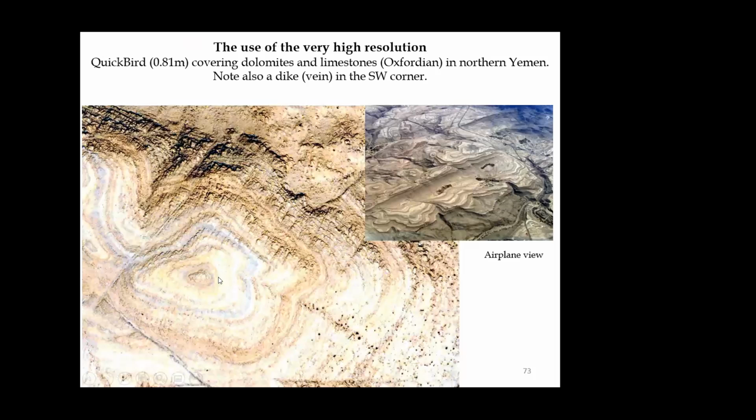This is an example of very high resolution in geology. You see these are carbonate layers with dolomites and limestone in Yemen. This is an aerial view of the same area, and this is the result using QuickBird data, very powerful. Dolomites are more generally in blue, and carbonates are in white or in pink color.